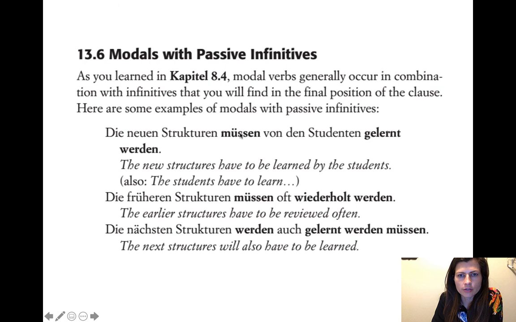So these three verbs, müssen gelernt werden, are the equivalent of have to be learned. In English, we put all three of these verbs together. And in German, of course, when you have a modal verb, you've got the modal verb in its normal position. Normally you would put the infinitive last, but now we've got two verbs happening at the end. So we do the past participle and the infinitive at the end. And of course, you could make it active if it sounds better: The students have to learn the new structures.